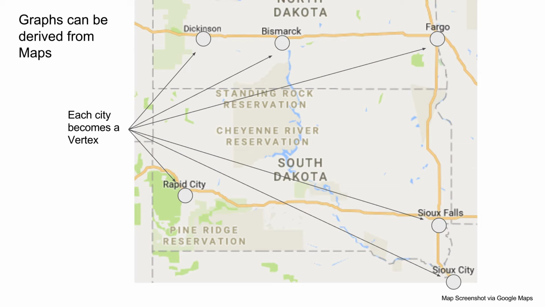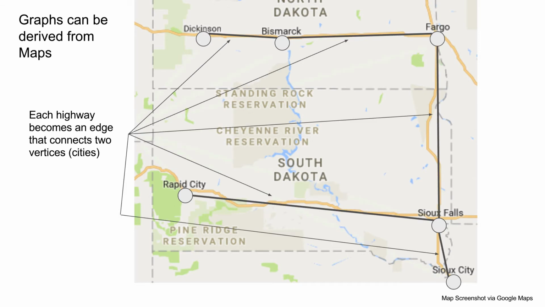So every city becomes a vertex, and then after you've created all the vertices, you would put the highways as edges between the two cities. What these highways represent is a connection where you can drive from one city to another. So the relationship represented by these edges is, okay, you can drive from Dickinson to Bismarck, and that's why we have an edge there. You'll notice that even though you can go a long way from Dickinson all the way to Rapid City, we don't actually make a connection between Dickinson and Rapid City right now.